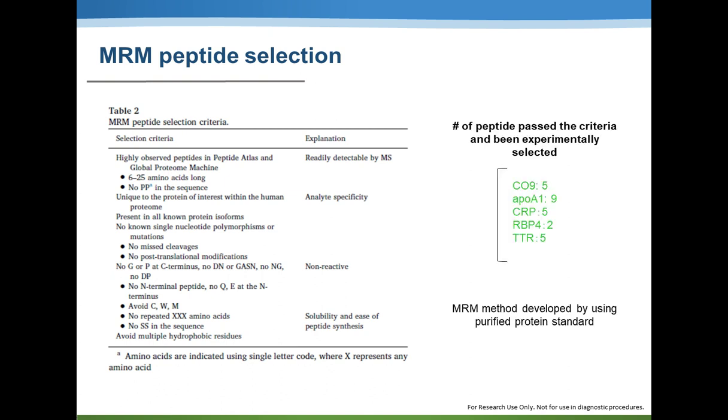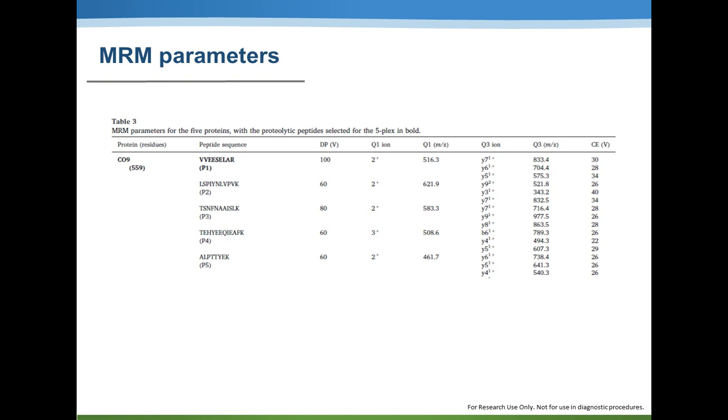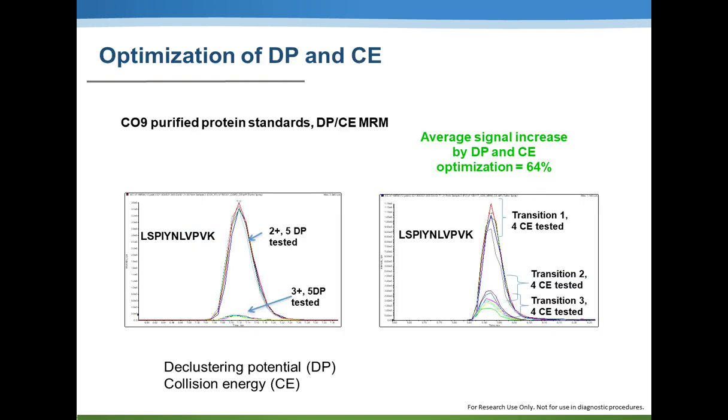So for the 5 protein markers, we have about 2 to 9 peptides that pass the selection criteria. And this table is an example of the MRM parameters. We have 1 precursor ion for each peptide, and 3 transitions were monitored. So the assays were optimized, and by doing so, we observed an average signal increase of over 60%.